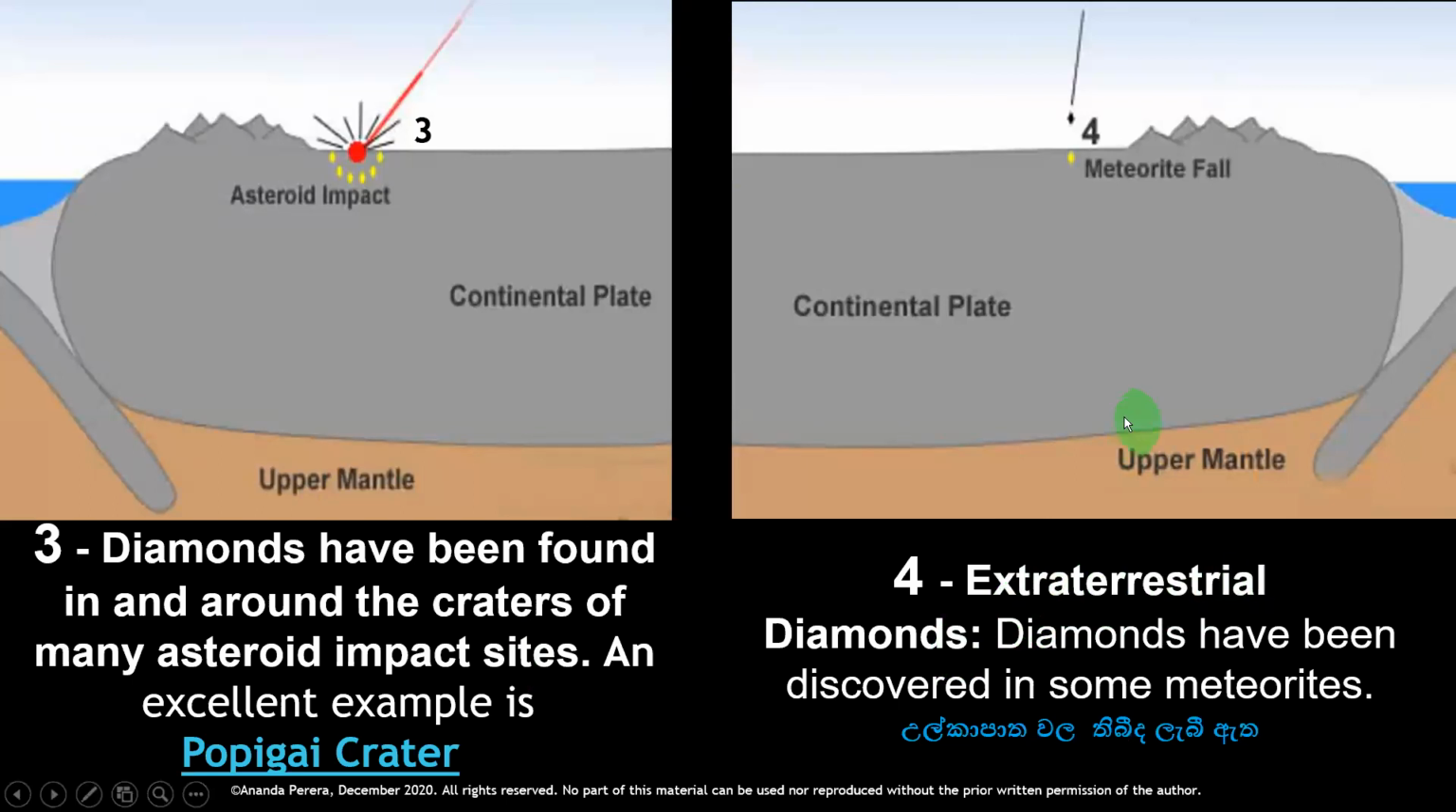Number 4 is meteorite fall, extraterrestrial diamonds. This is called extraterrestrial diamonds. Diamonds have been discovered in some meteorites. So there are 4 sources.